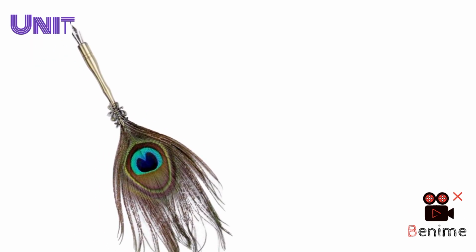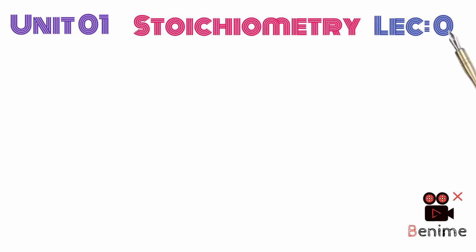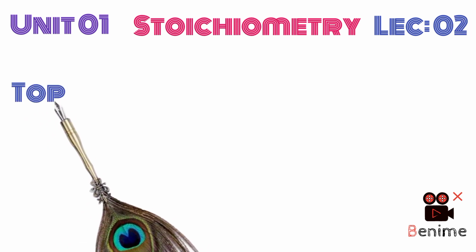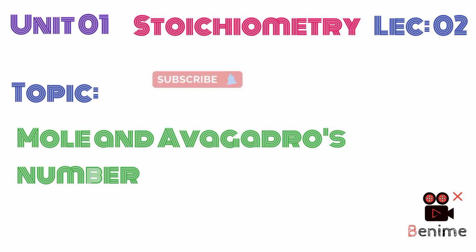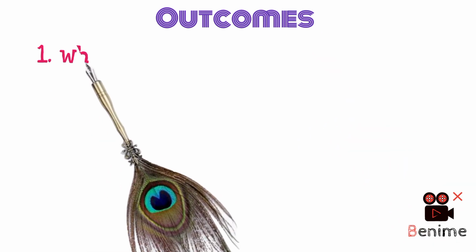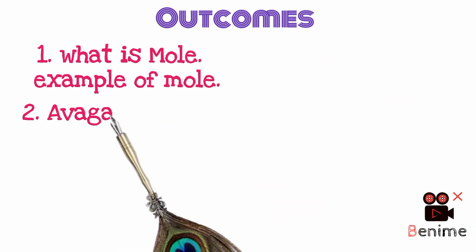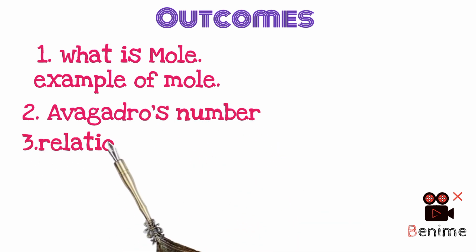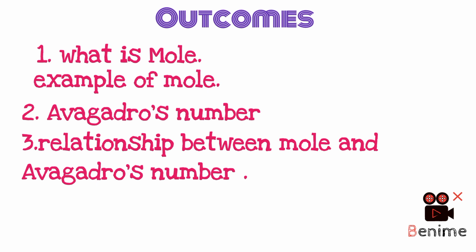Dear student, this is my second lecture of Unit 1, Stoichiometry. The topic is mole and Avogadro's number. After watching this lecture you will be able to define mole, give examples of mole, and explain Avogadro's number and the relationship between mole and Avogadro's number.